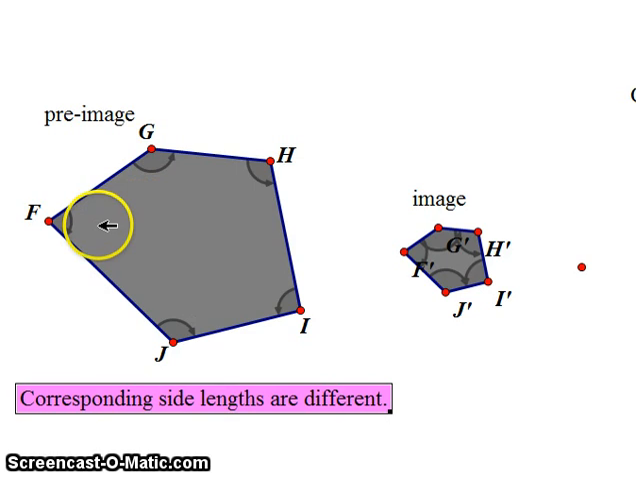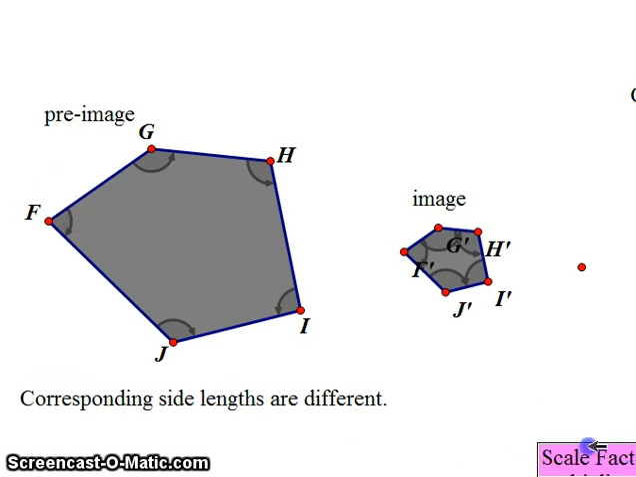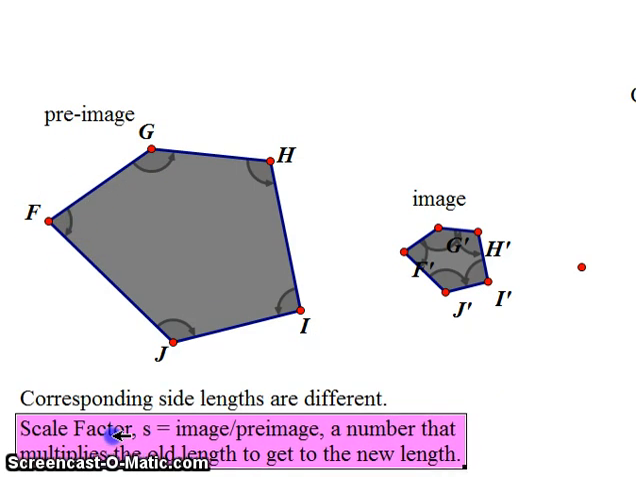But how different are the corresponding side lengths? Before we talk about that, let's talk about this number called the scale factor. The scale factor is a number s that is equal to the image length divided by the pre-image length. It's the number that I multiply the pre-image length by to get the side length of the new image. So let's take our image length and divide it by the pre-image length and see what we get.